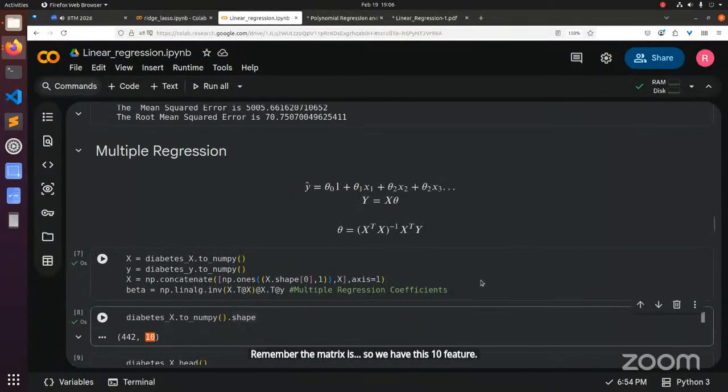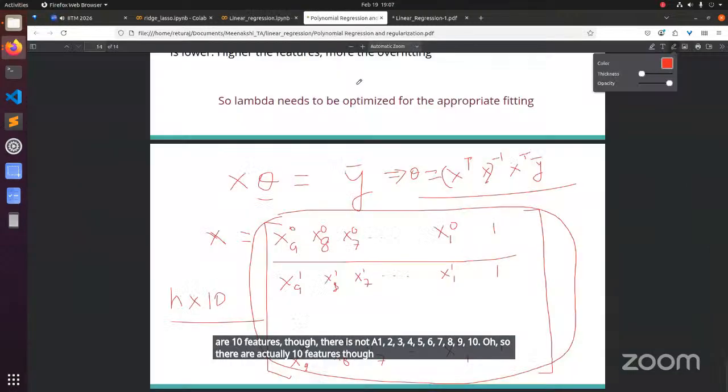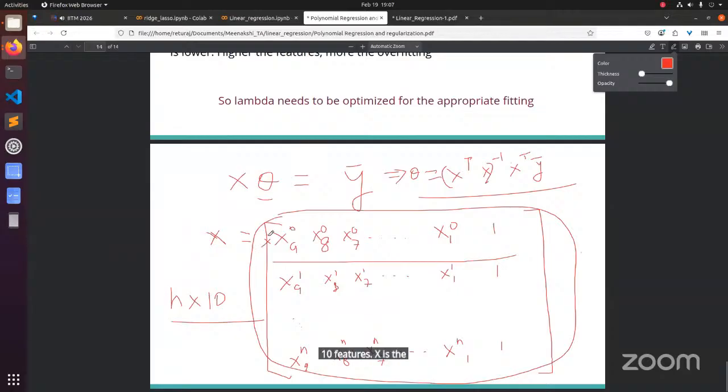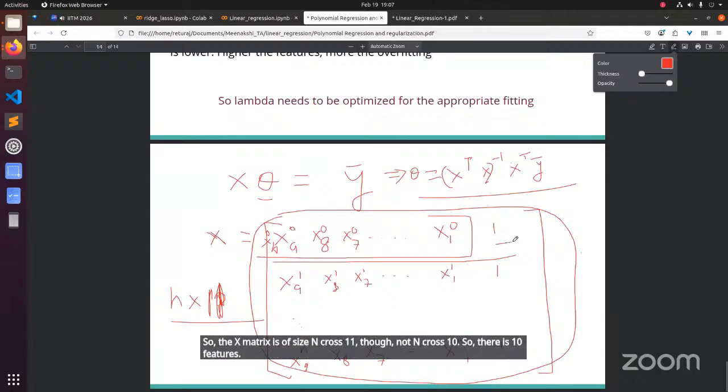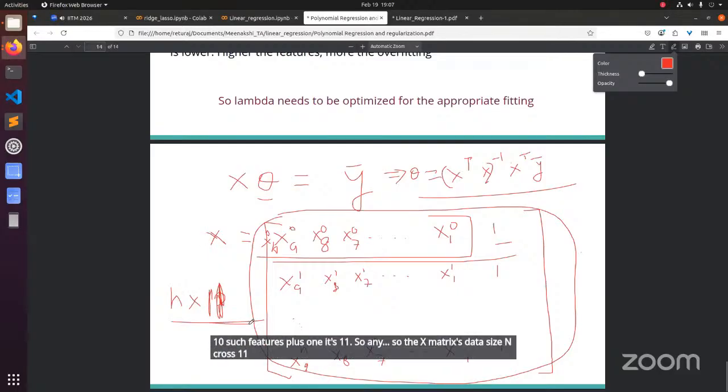Oh, I see. So there are 10 features, 1, 2, 3, 4, 5, 6, 7, 8, 9, 10. Oh, so there are actually 10 features. My bad. So this is not x9, there are 10 features. Person 0 also has the 10th feature, X0, 10. So the X matrix is of size n cross 11, not n cross 10. There are 10 features plus 1, which is 11.